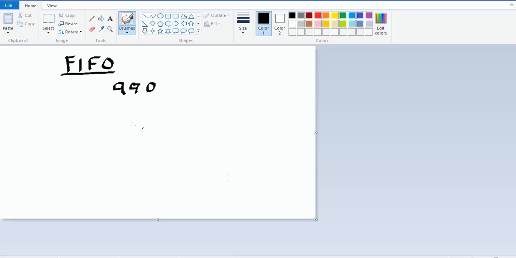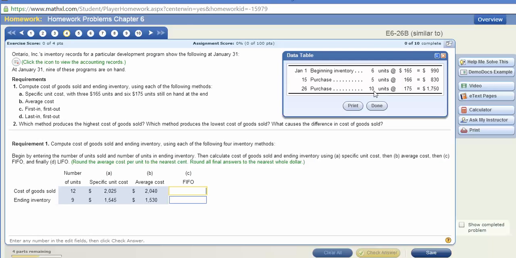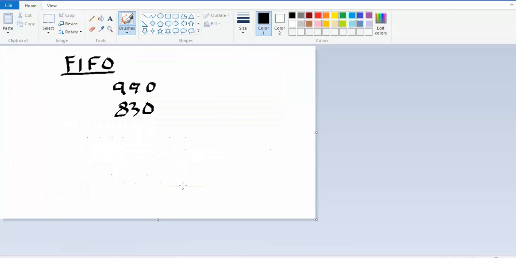Go here, 830. I'm doing it this way so on test day you can be efficient, and do it this way instead of mapping out all this stuff. Now this one, we need one more. So we're going to do 1 unit at 175. I'll go ahead and write that one out. 1 unit at 175 was sold for a total of 175.